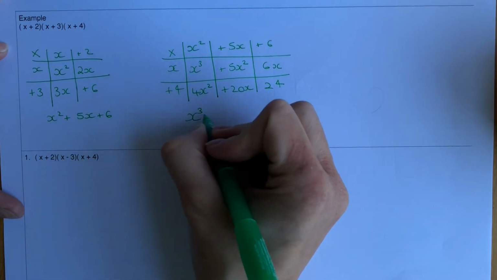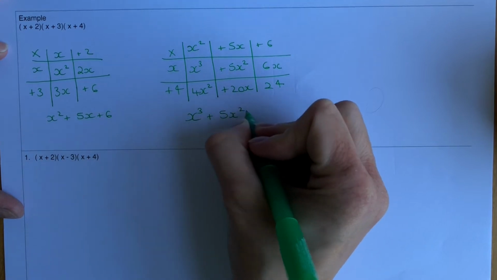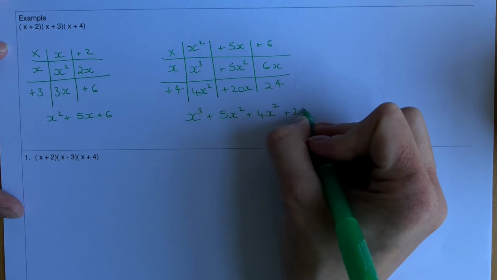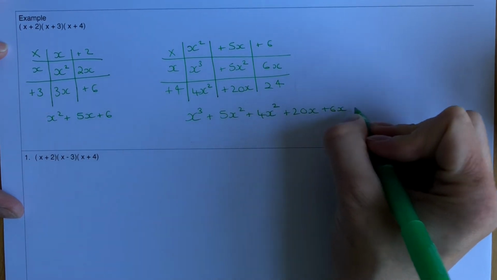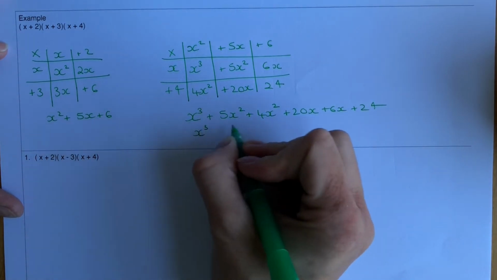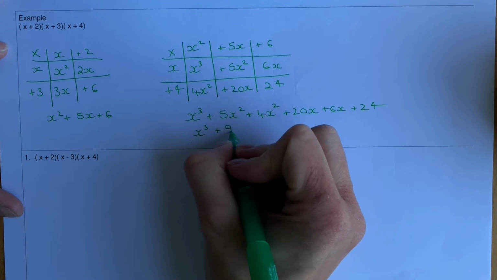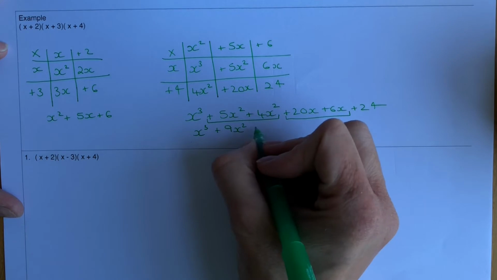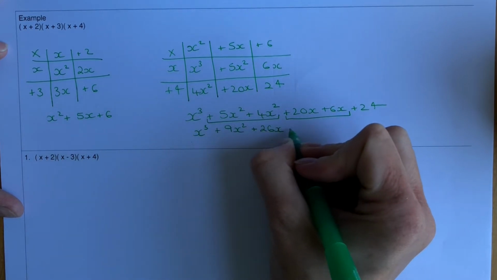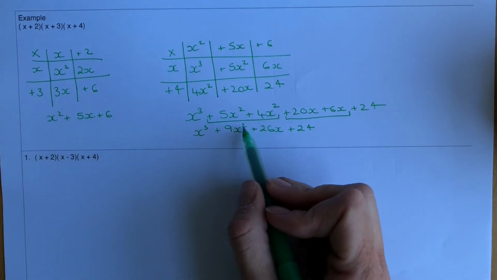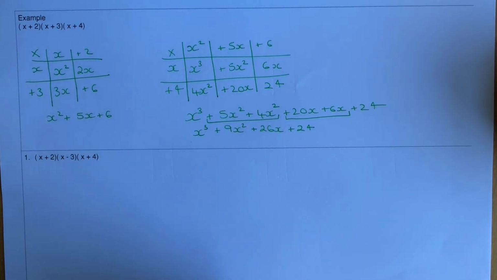So when we simplify this, remember that you can only add x cubes to x cubes, x squareds to x squareds, x's to x's, and numbers to numbers. Okay, so we've got x cubed on its own there. 5x add 4x gives you 9x squared. Then you've got 20x add 6x, 26x, and then 24 on the end. So because you've got 3 brackets, you're going to get an x cubed, an x squared, an x, and an integer. Okay, have a look at that, and then have a go at the next one.